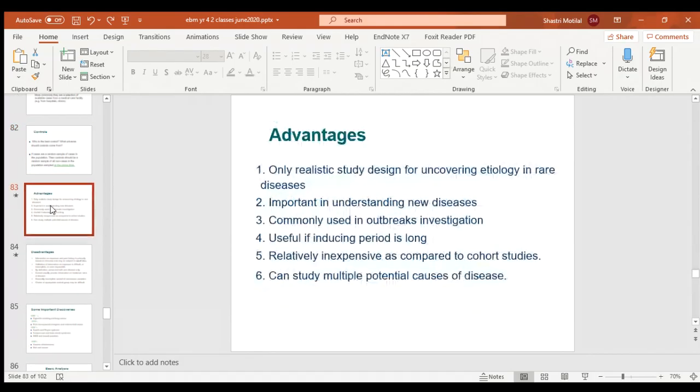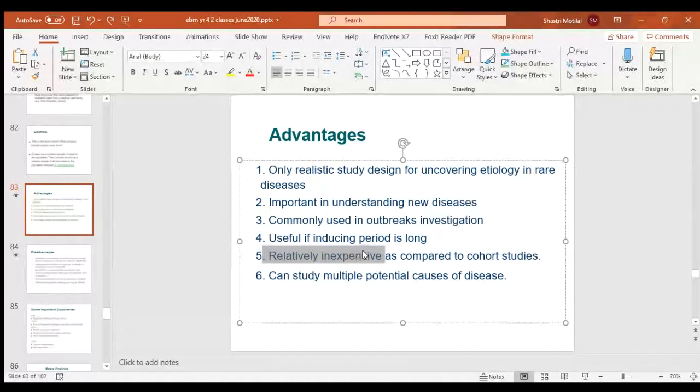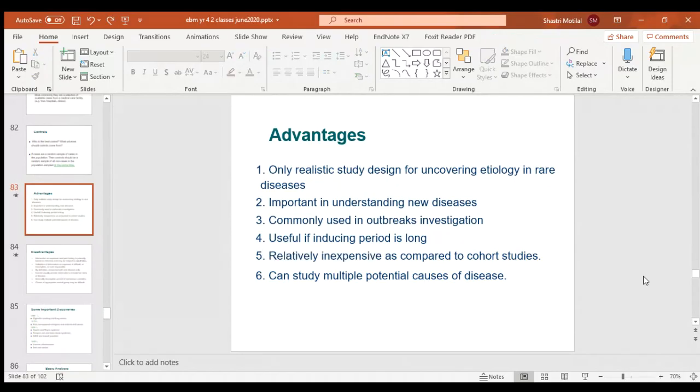You could imagine the benefit of a case control study is really useful if the inducing period is long. Meaning, if a person has to have a risk factor for 30 years before they develop a disease, in a case control study, you don't have to wait 30 years to see the people develop the disease. You could do it relatively inexpensively, it's cheap, you don't take so long a time to do it. And it's good in understanding new diseases. So anytime we get new diseases, COVID-19, swine flu, all these new diseases that pop up, what is often done is a case control study. It's commonly used in outbreak investigations.